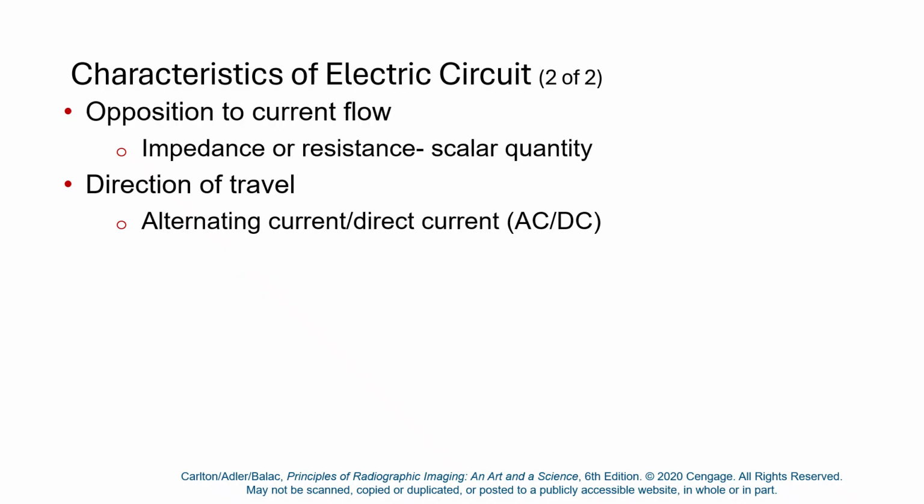Okay, and then we've got to talk about opposition to current flow. Now they call it impedance or resistance, and depending upon whether you're working with alternating current or direct current, they have two different names for it. I just call it resistance. Okay. I've heard that they were synonyms, but then this textbook makes it a point to say, well, it's kind of different in alternating current versus direct current.